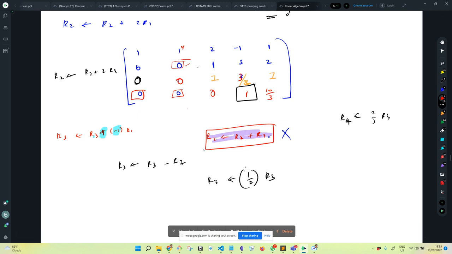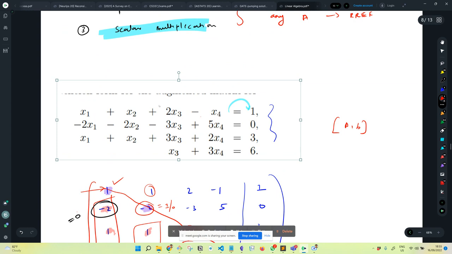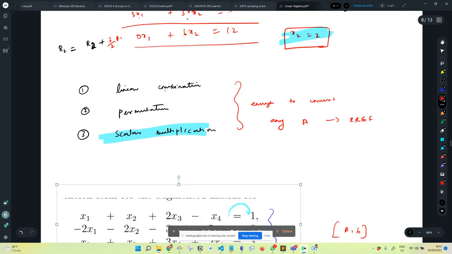So I hope the algorithm is clear. How to convert a matrix to a row reduced echelon form. Is it clear? Now I think I demonstrated two of the three operations. That is, in obtaining RREF, I showed you how to apply linear combination, how to apply scalar multiplication. Let us see when will we apply permutation.